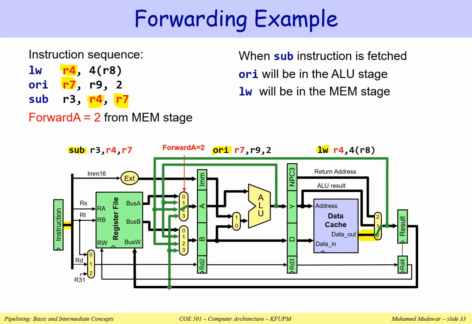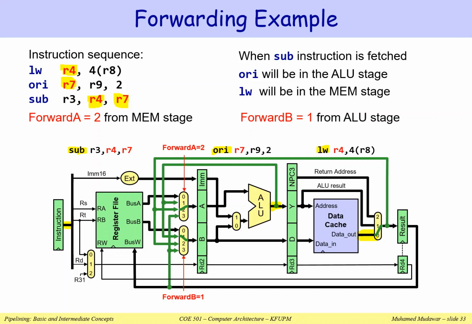In the case of forward B, let us take a look. What should be the value of forward B? What do you think? Well, look at the value of the second input here. R7 depends on the previous instruction, which is the OR immediate. The OR immediate is now in the execute stage. Its result will be available at the output of the ALU. So forward B must be equal to 1. It means that we are taking the output of the ALU and making it the value of B.